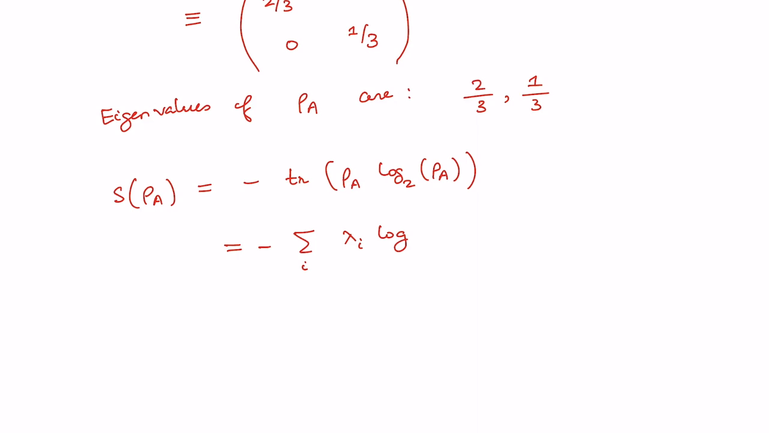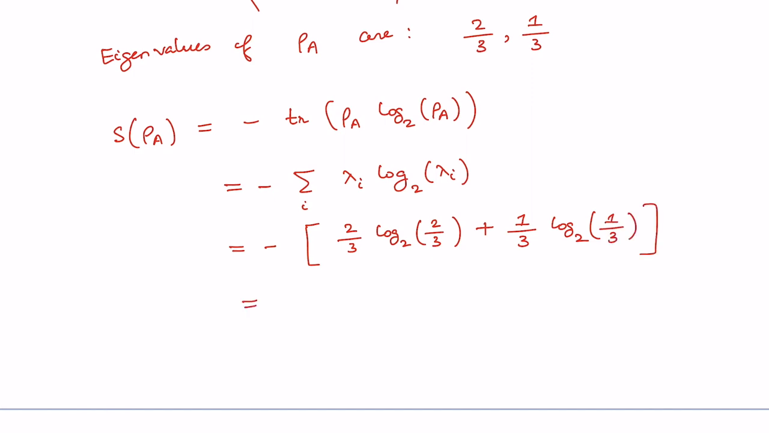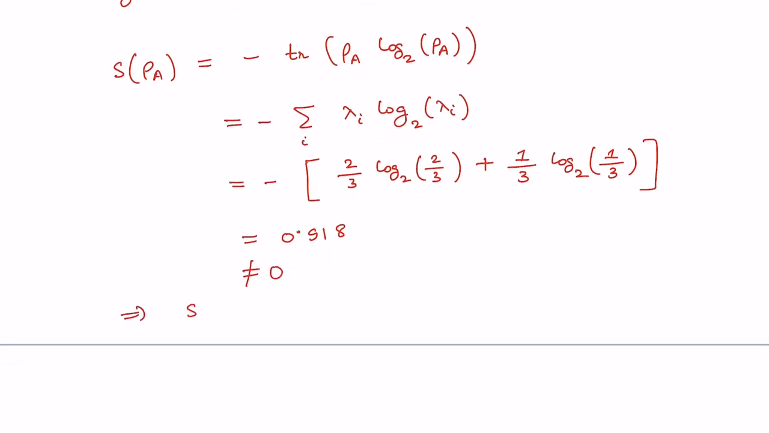There are two eigenvalues, so sum of lambda_i log base 2 lambda_i, and you will get minus 2 by 3 log base 2 of 2 by 3 plus 1 by 3 log base 2 of 1 by 3. And if you work it out, if you put it in a calculator, you are going to get 0.918. So you see, as the reduced von Neumann entropy is non-zero, this implies that subsystem A is entangled with subsystem B.